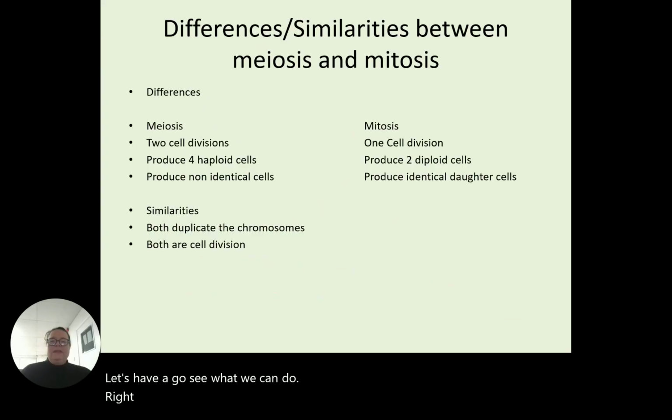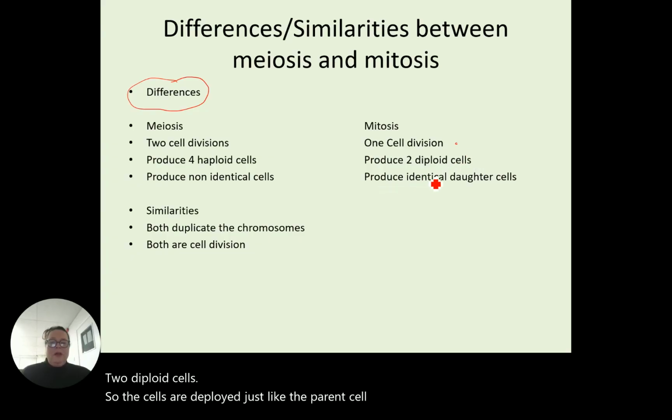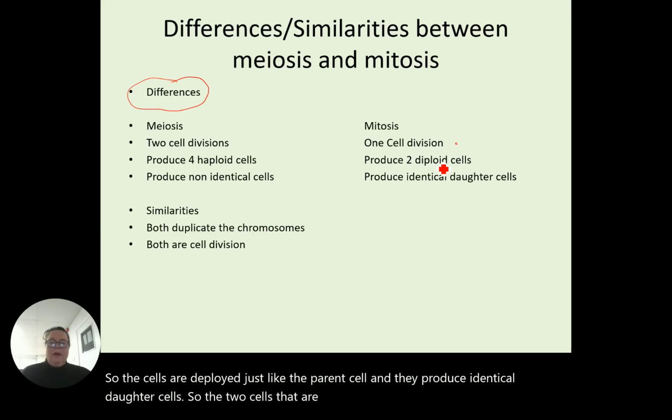Right, so we're going to start with the differences. Let's go over to mitosis. One cell division, two diploid cells. So the cells are diploid, just like the parent cell, and they produce identical daughter cells. So the two cells that are made are identical.